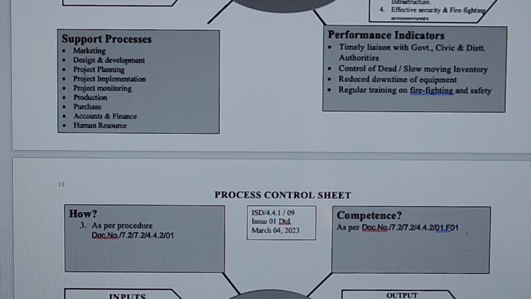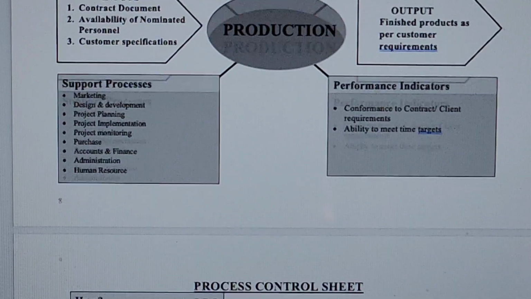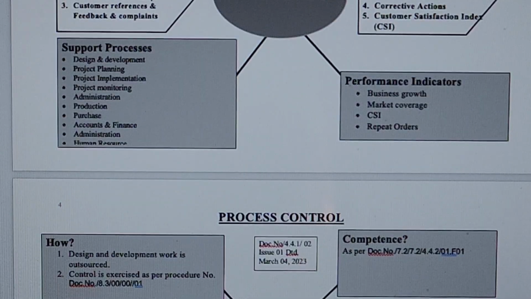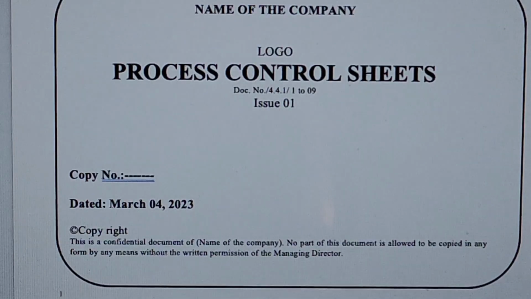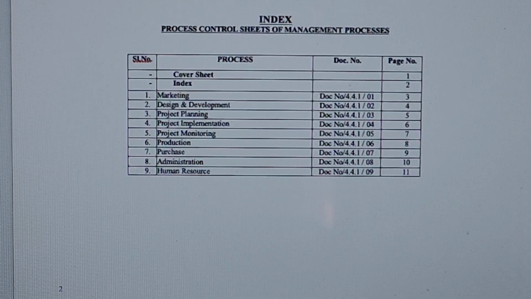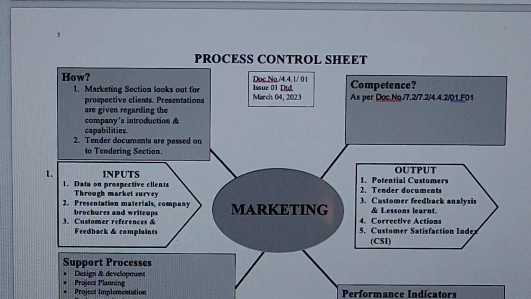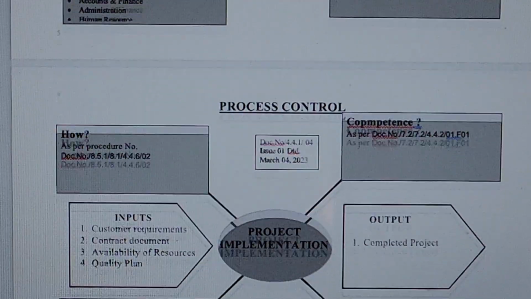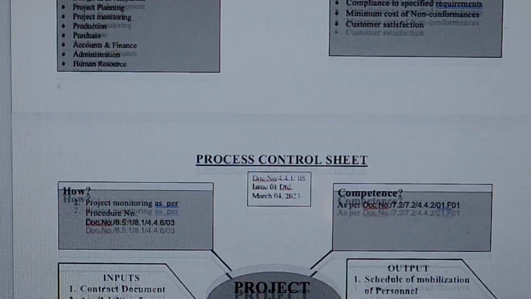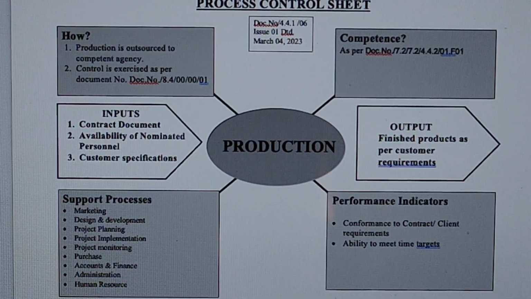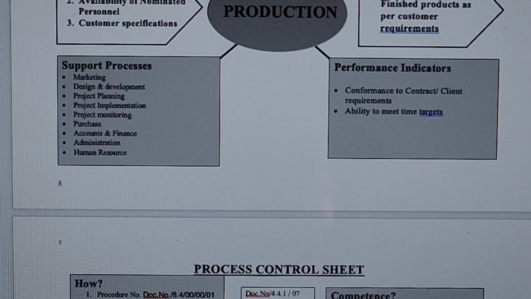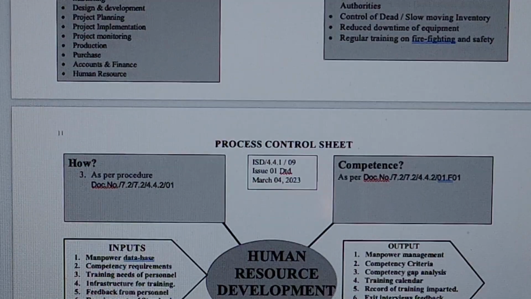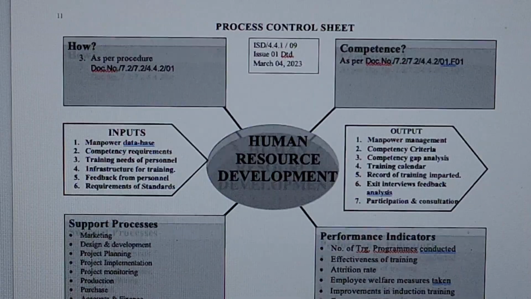And here you can see total 9 sheets are there, starting from the cover page, then the index, and then the sheet number 1, 2, 3, 4, 5, 6, 7 and 8, and the last one, the 9th one, human resource development. This is the last one.